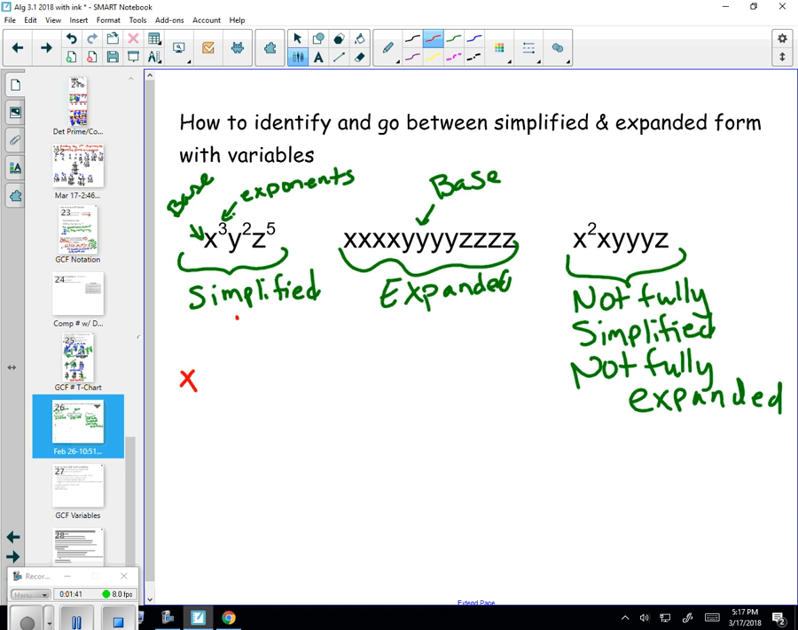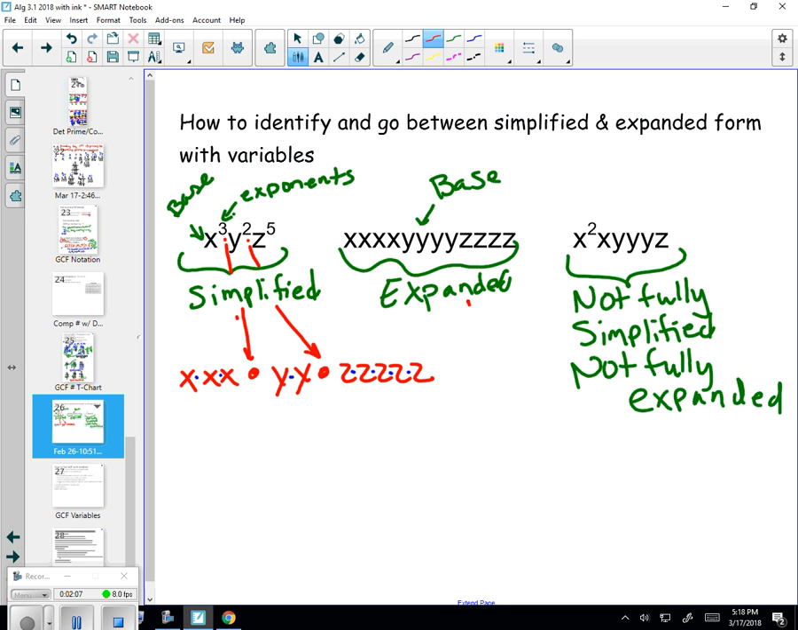We would have 3 x's times 2 y's times 5 z's. Now, there is a multiply between each of them, but I like to separate with a slightly larger multiply to remind myself the multiply came from our original problem.